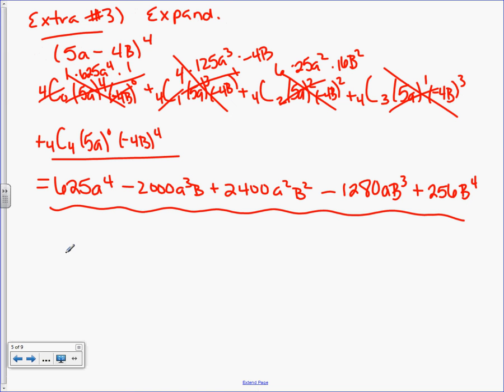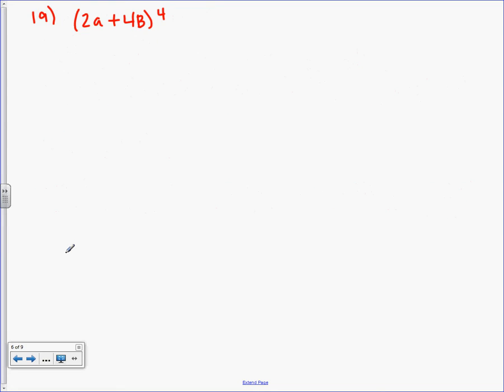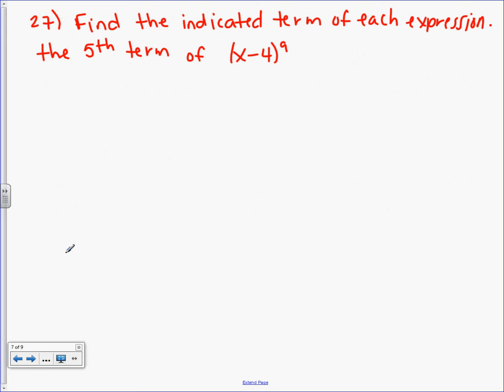Okay. So that's expansion. We just made it bigger without foiling. Are you okay? Okay. We're not doing that one, like I said. This is the last question. This is why there's only 3 examples, because each question takes 15 minutes. So, last one. It says, find the indicated term of each expression.